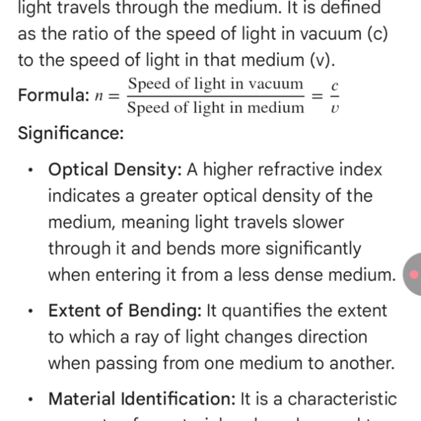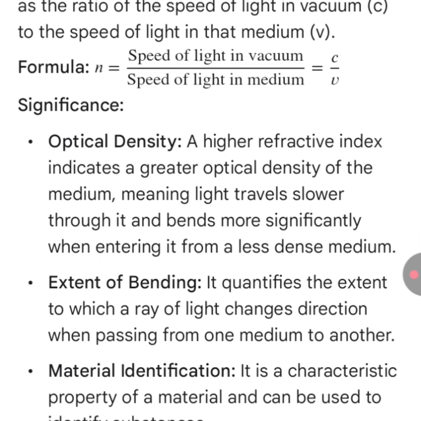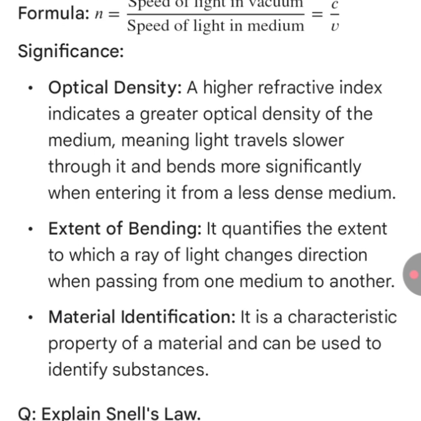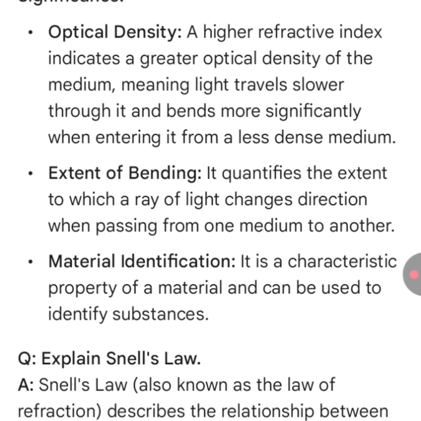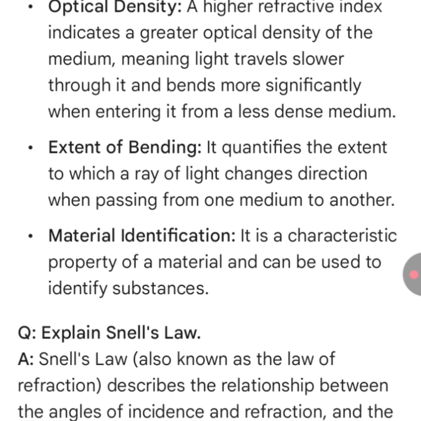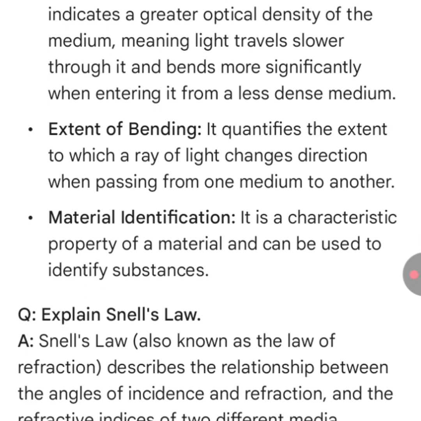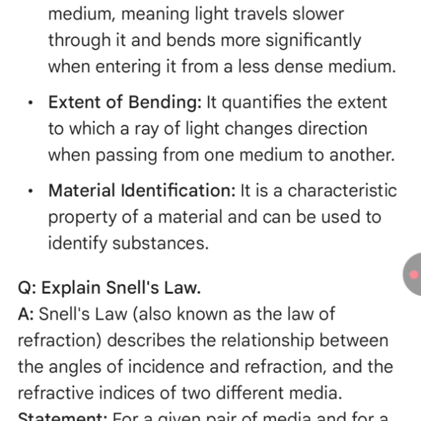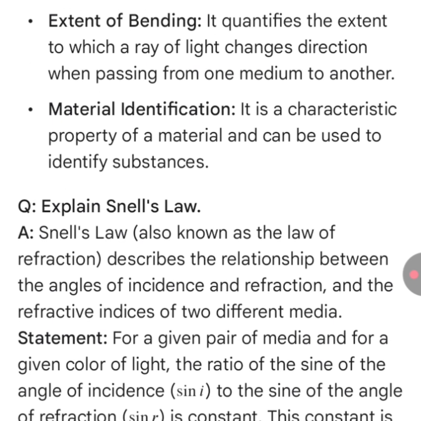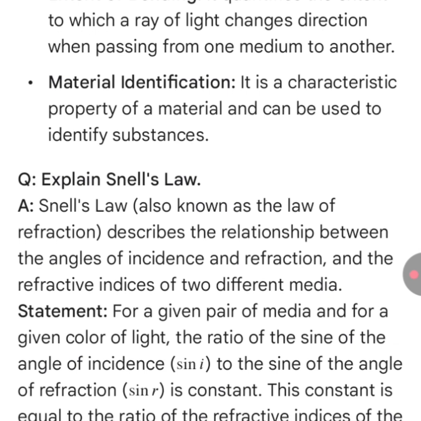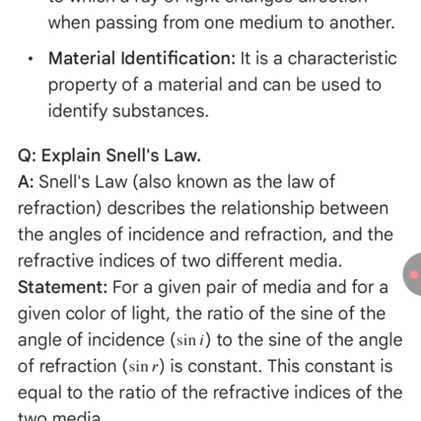Significance: optical density. A higher refractive index indicates a greater optical density of the medium, meaning light travels slower through it and bends more significantly when entering it from a less dense medium. Extent of bending. It quantifies the extent to which a ray of light changes direction when passing from one medium to another. Material identification. It is a characteristic property of a material and can be used to identify substances.